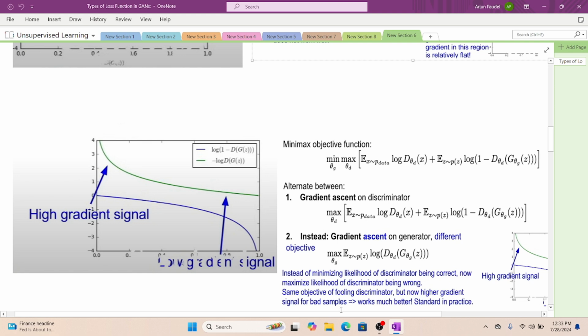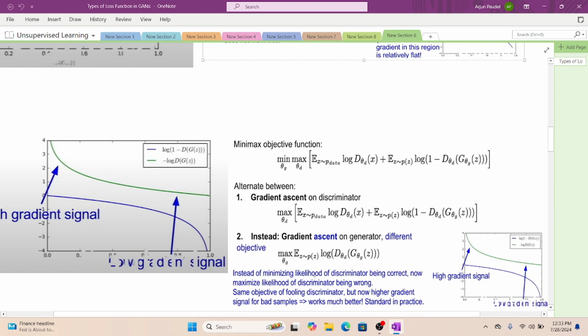What we're doing is, in the previous case we were minimizing the discriminator being correct. But now we maximize the discriminator being wrong. So the objective is the same, but we are moving in another direction. Our goal is to fool the discriminator.